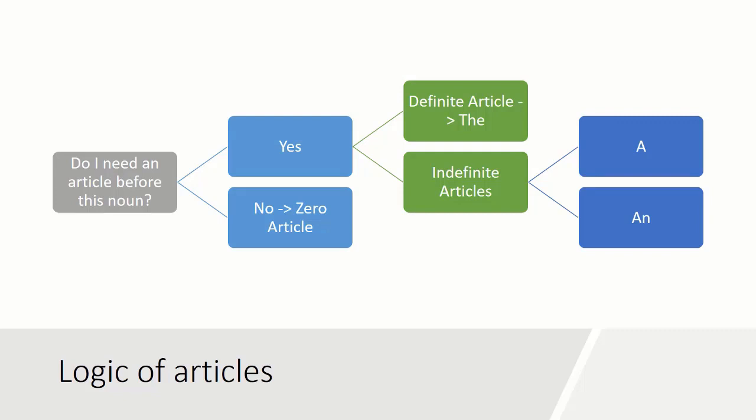So do I need an article before this noun? If you don't, zero article, nothing. If yes, is it a definite article? In that case, it will be the. Or is it an indefinite article? In that case, it will be a or an. It will only be an if the noun starts with a vowel sound, so a, e, i, o, u sound.